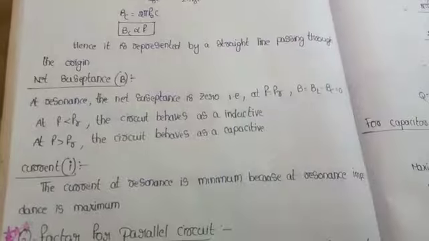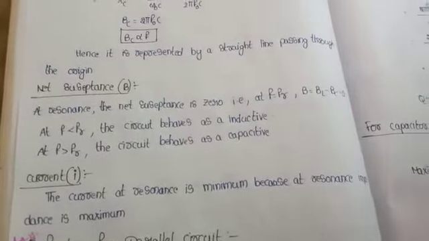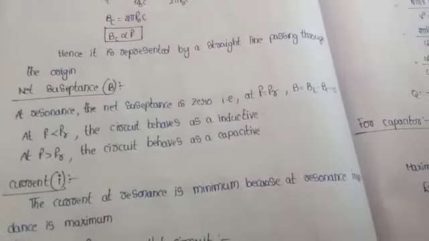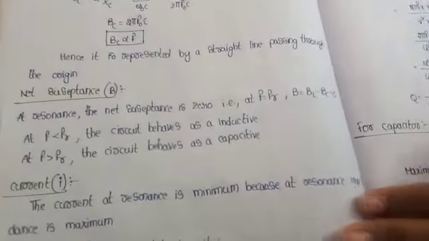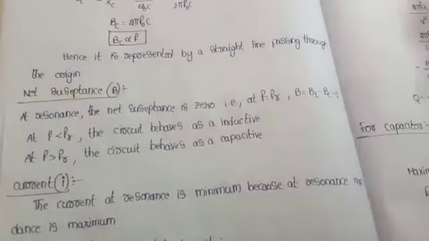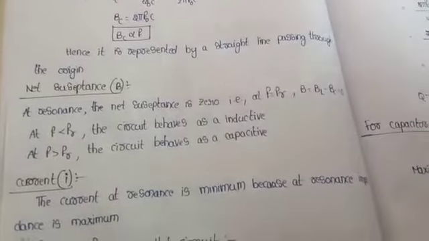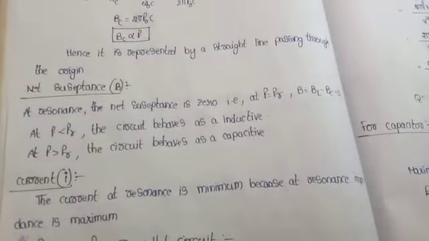And last, the current. Whereas in a series resonant circuit, current is maximum at the resonant frequency, here the current is minimum because of the dynamic resistance. Dynamic resistance is maximum at the parallel resonant frequency.